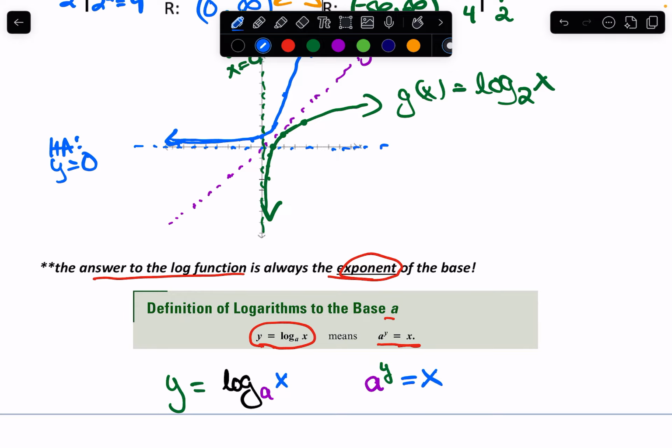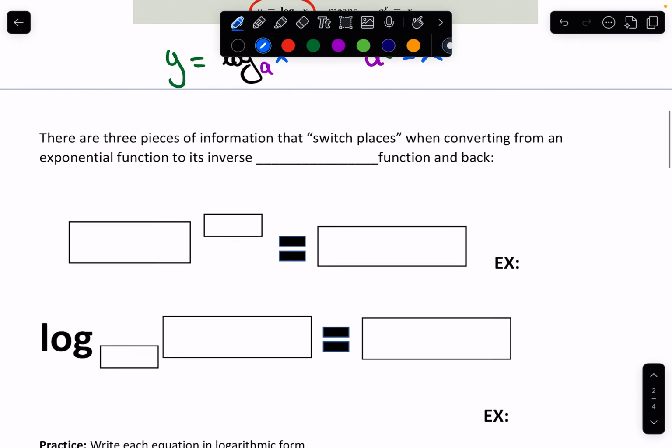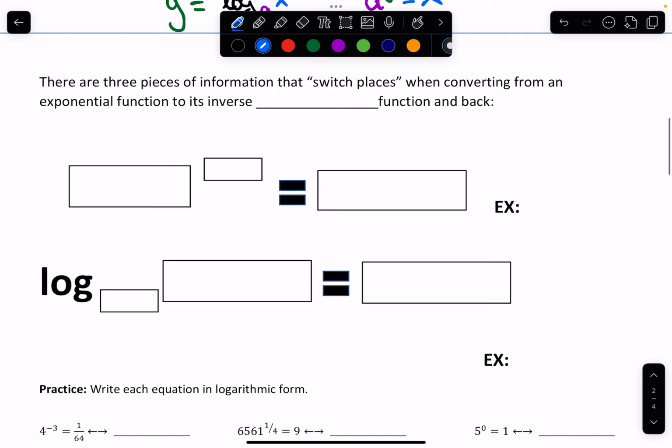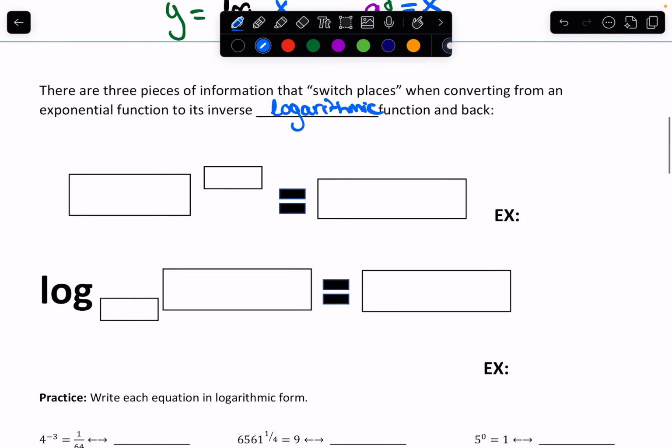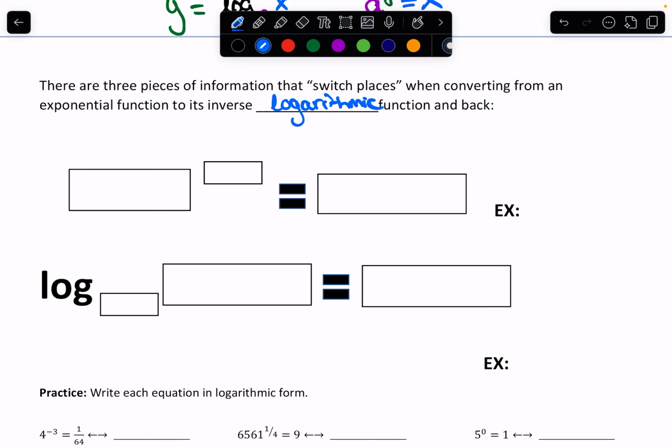And we're going to look at now, there are three pieces of information that switch places when converting from an exponential function to its inverse log function and back. Again, let me make sure that we have our base here with the log. The base is a subscript. It's down on the bottom, a little bit smaller. And then our exponent.